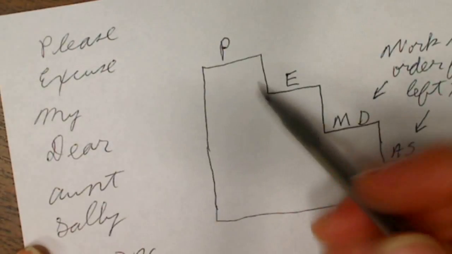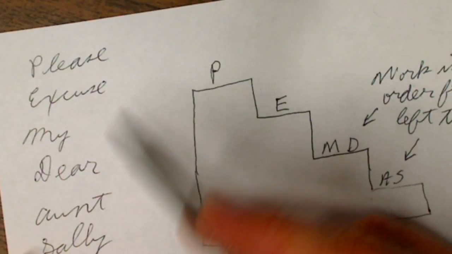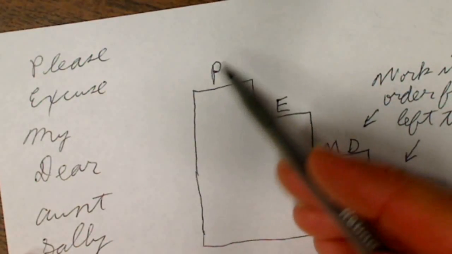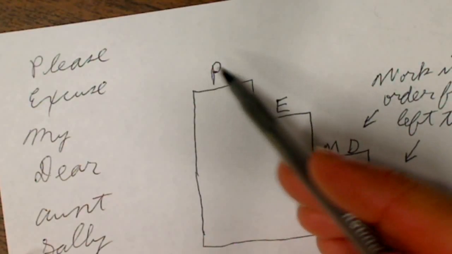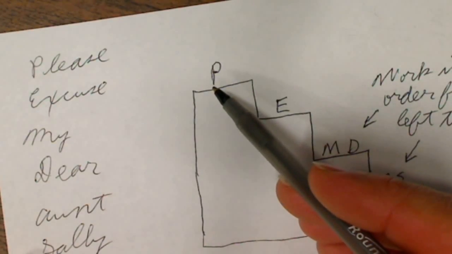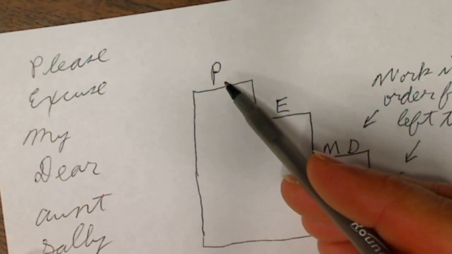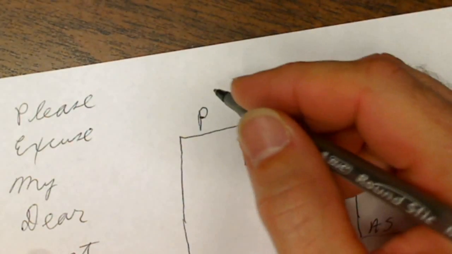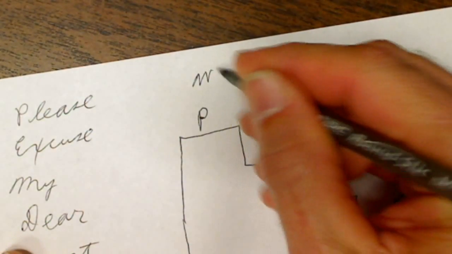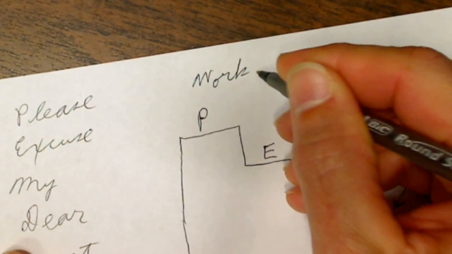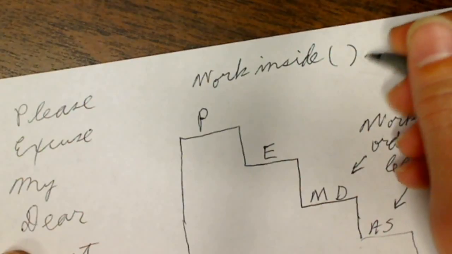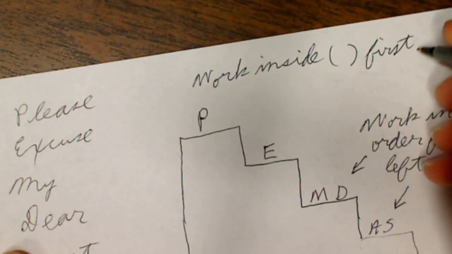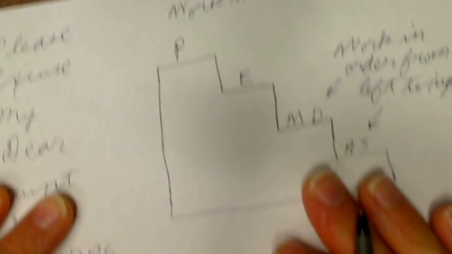Another problem with PEMDAS is not so much a problem with the acronym as it is with what students remember. Lots of times students see P and they remember that they're supposed to, in their minds, work parentheses first. That is not the correct thing to remember. What you need to do is remember to work inside parentheses first. Let me show you why this is a problem.